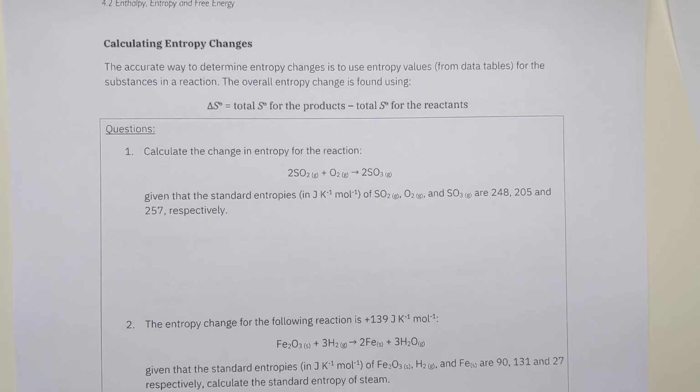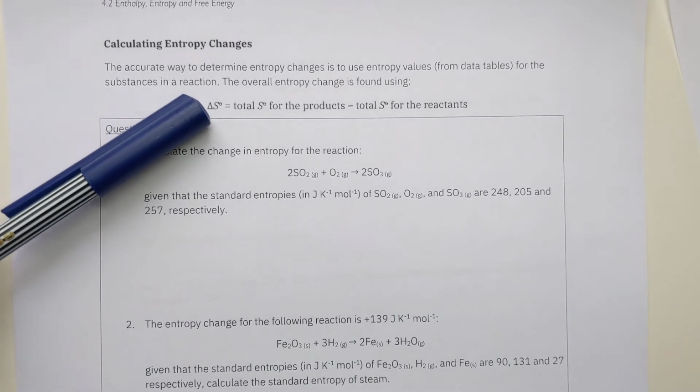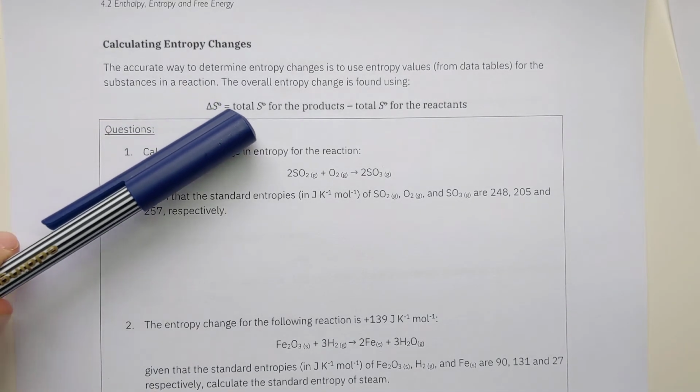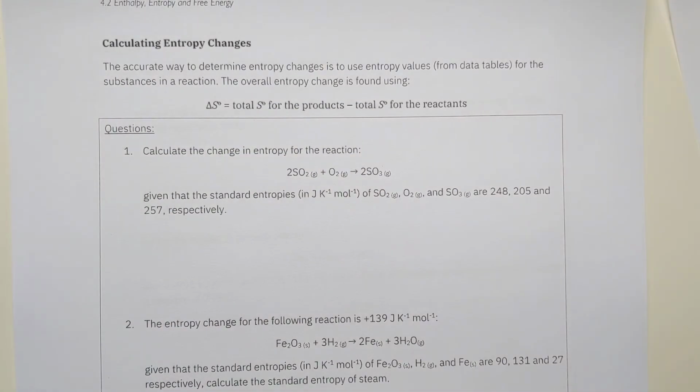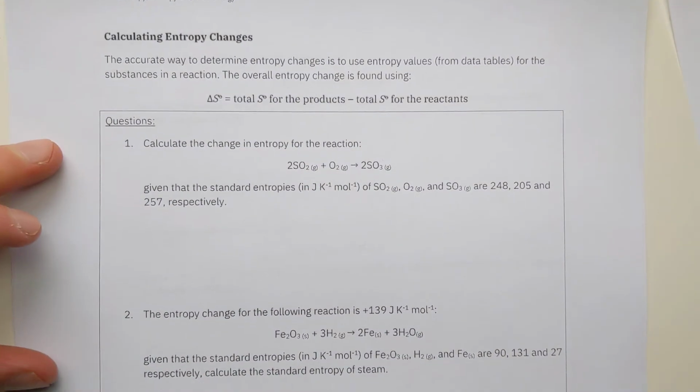So the accurate way to determine entropy changes is to use entropy values from data books and data tables for substances in a reaction. The overall entropy change is found using ΔS, S for entropy, equals total entropy for the products minus total entropy for the reactants. And it's as simple as adding up entropy values, then subtracting them. So I'm going to go through these questions here.